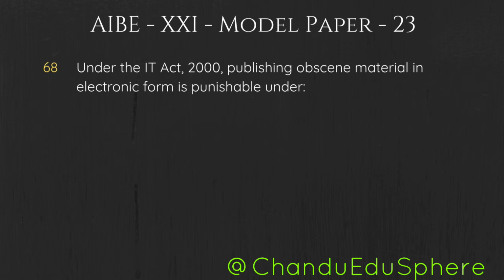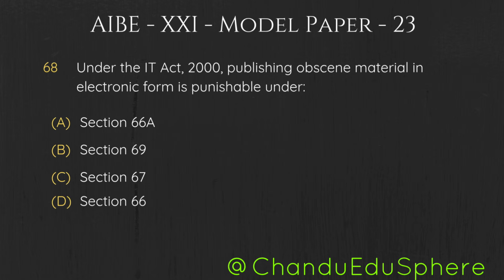Under the IT Act 2000, publishing obscene material in electronic form is punishable under Section 67. Section 67 of the Information Technology Act 2000 makes punishable the publishing or transmitting in electronic form of any material which is lascivious or appeals to the prurient interests or tends to deprave and corrupt persons likely to read, see, or hear it.